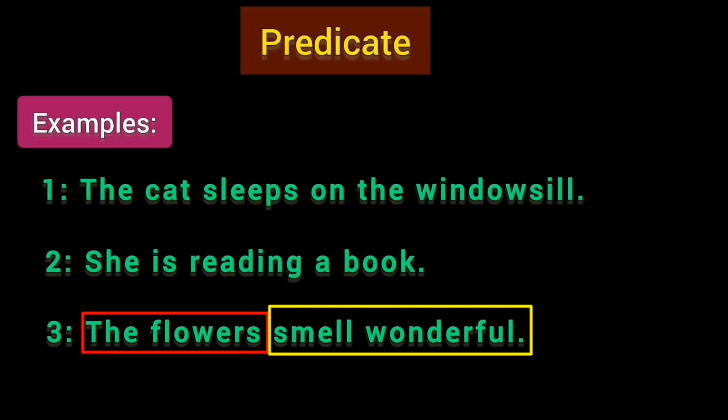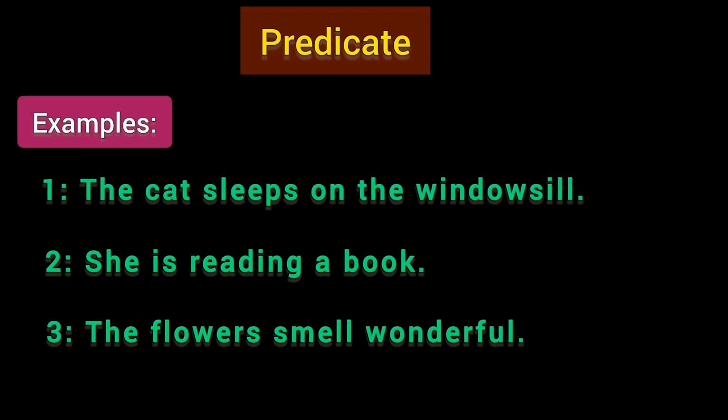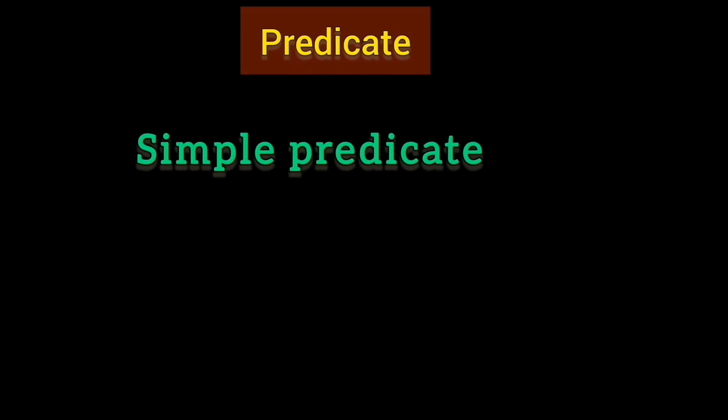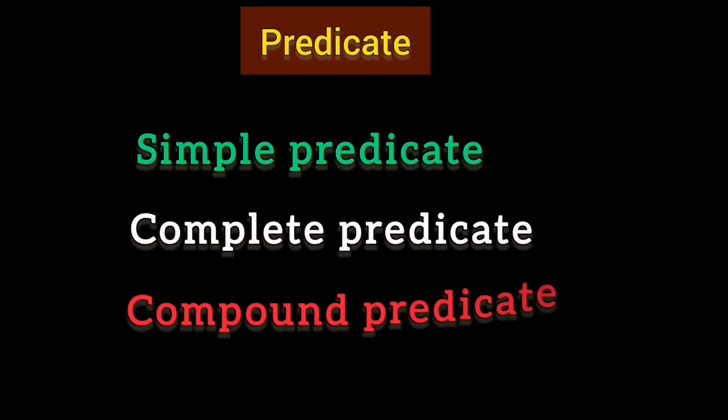Now it is the time to explain types of a predicate. There are three main types of a predicate. They are, simple predicate, complete predicate, and compound predicate. Let's first learn simple predicate.